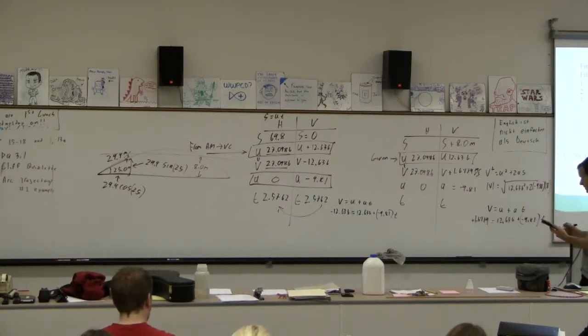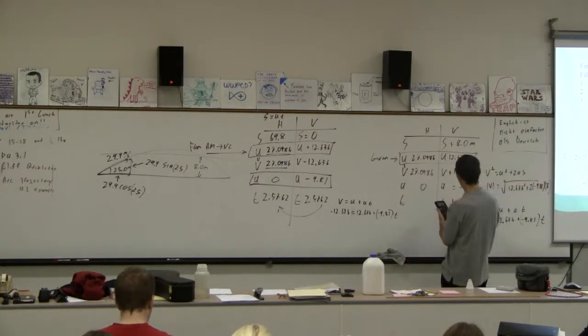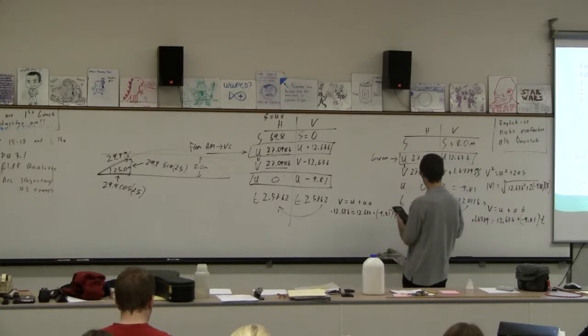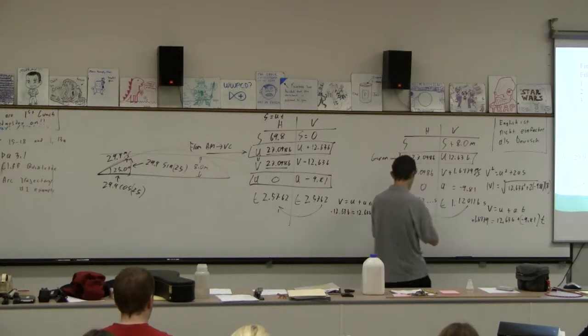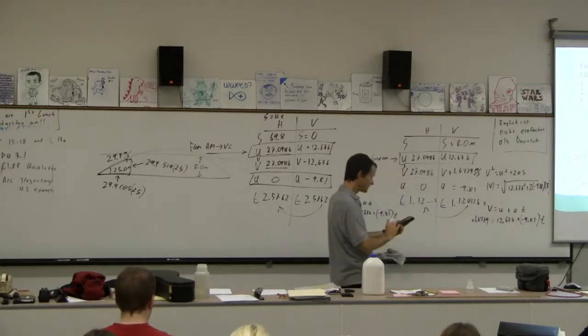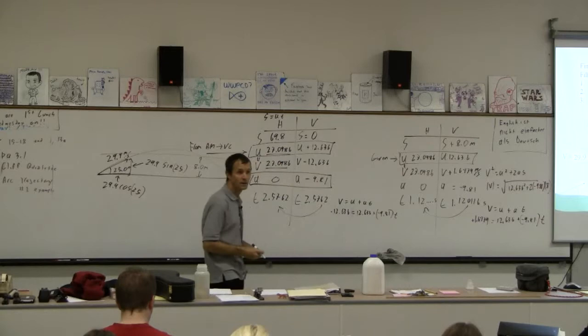And now we can solve this for t. So I'm going to go that minus alpha y divided by negative 9.8. And I get that the time is 1.120116 seconds. I'm going to store that in t. Are we good so far?